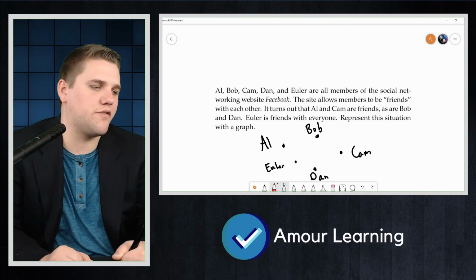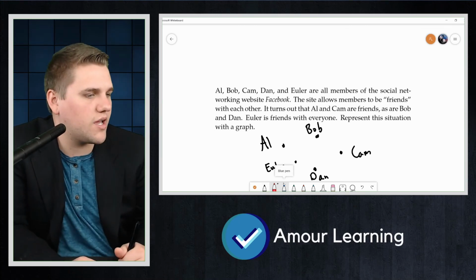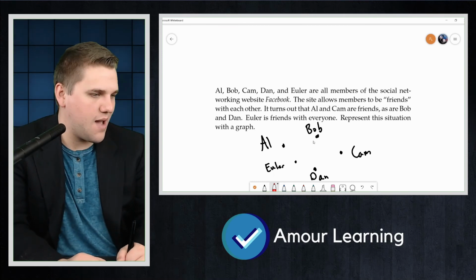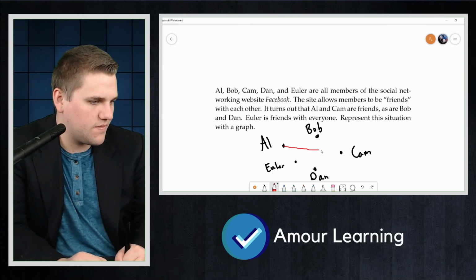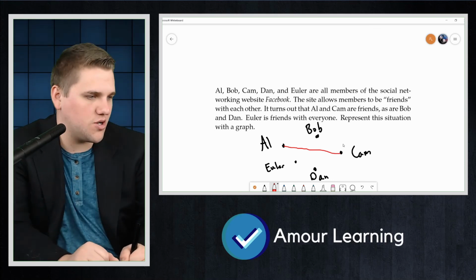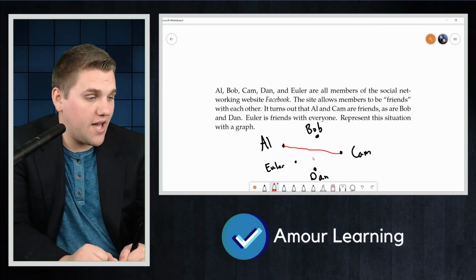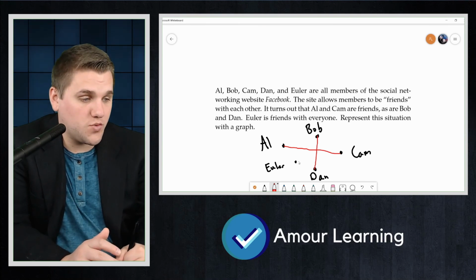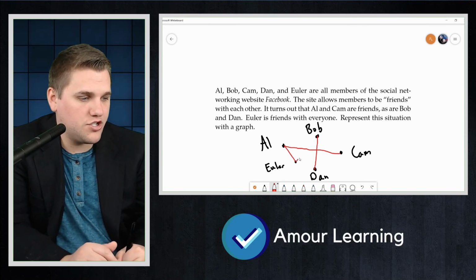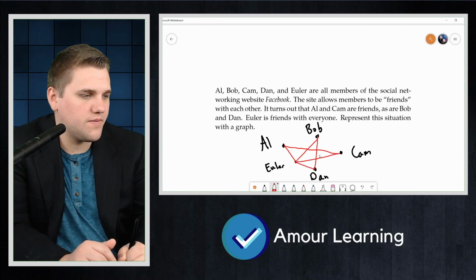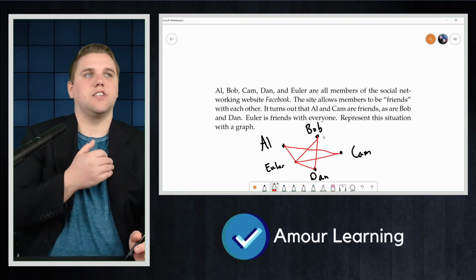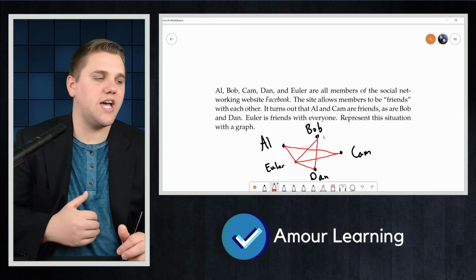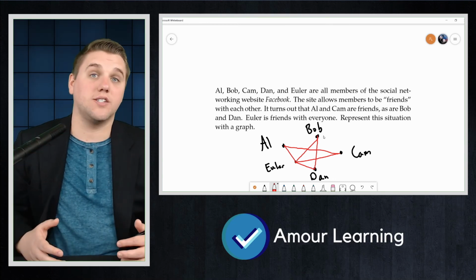And I'm going to use a different color for edges just so that you can see it a little bit more clearly. So we know that Al and Cam are friends. So I'm going to draw an edge between the two. As are Bob and Dan. Euler is friends with everyone. So I'm going to draw an edge from Euler to everyone else. So that is the graph that can represent this scenario, this context.